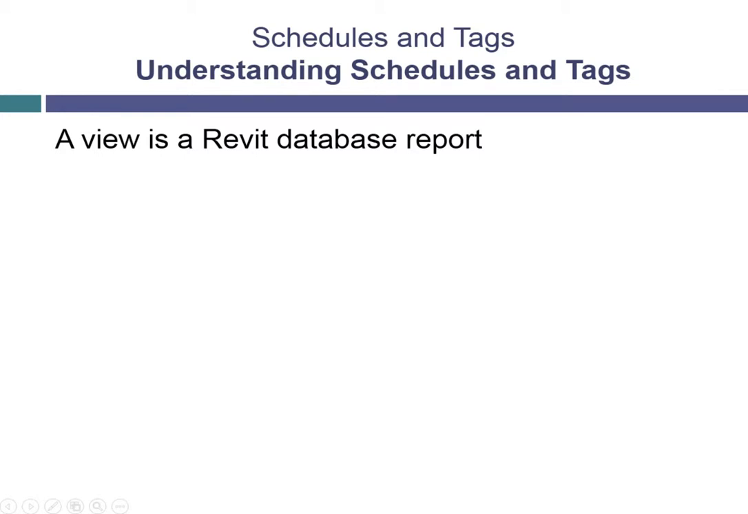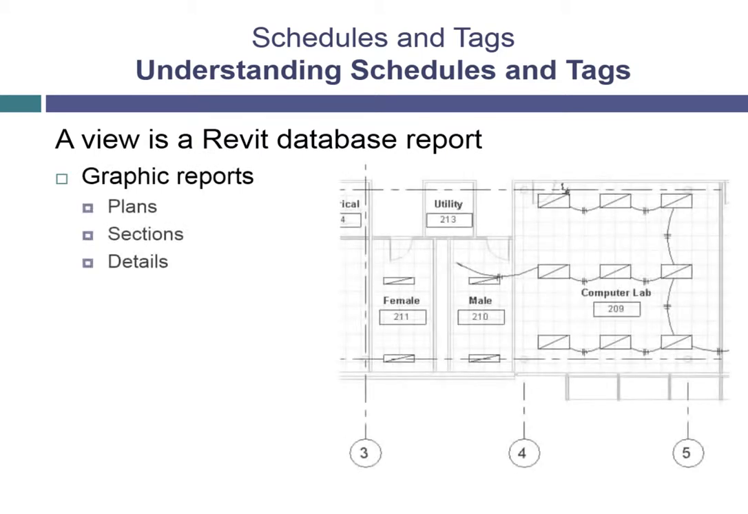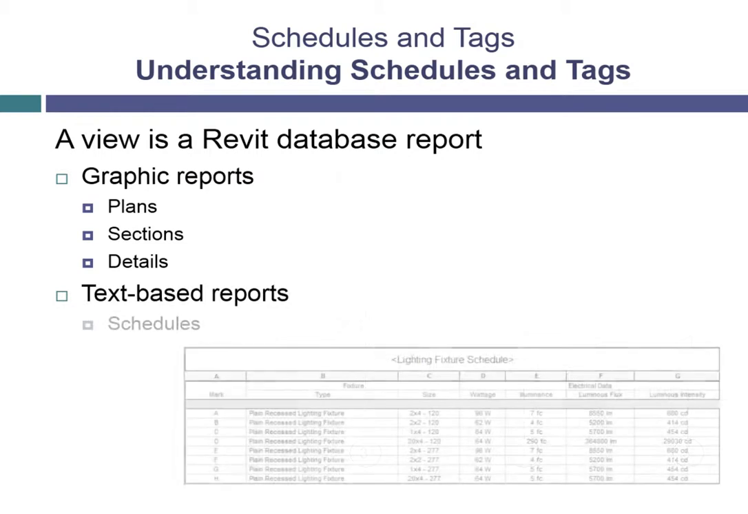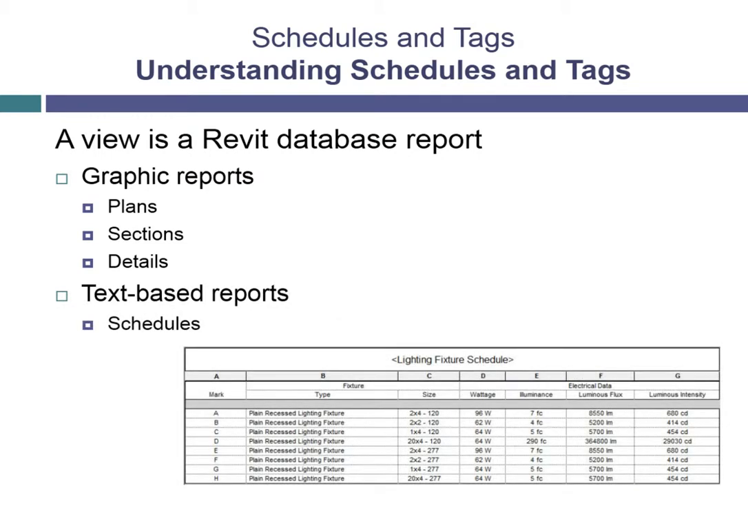At its core, Revit is a database, and every view is a report produced to display the data in a particular way. Most of those views are graphic, showing a plan, elevation, or detail view of the building model. But reports can also be text-based tabular reports or schedules. A schedule in Revit is just another type of view, but it's text-based rather than graphic.